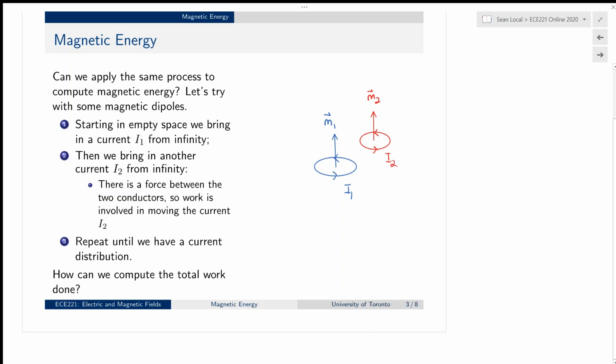And we could repeat this process for many other magnetic dipoles and arrive at a system where we have a discrete number of magnetic dipoles, or add so many magnetic dipoles and pack them so close together that we end up with a continuous current distribution. So the question is, how can we compute the total work done? This is actually a fairly involved process, and what we'll propose instead is to observe the fact that the electric and magnetic quantities are sort of duals of each other.